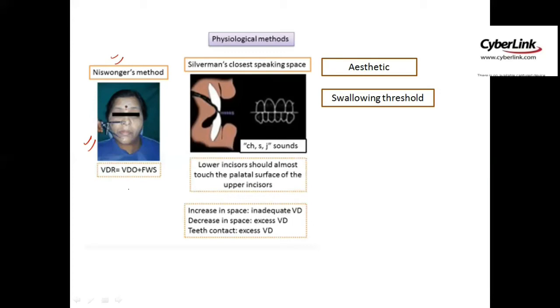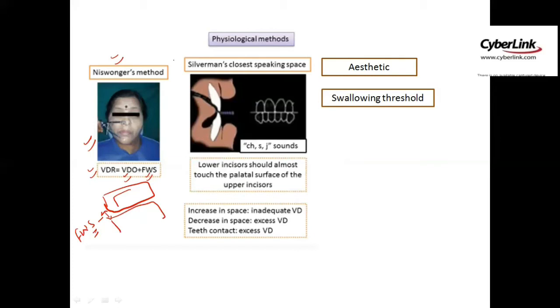Okay, like this is your upper rim, this is your lower rim. While relaxation, there is a space. This space is called freeway space. The space between the occlusal rims should be 2 to 4 mm. So that's how we will calculate VDR is equal to VDO plus FWS, that is freeway space, right?